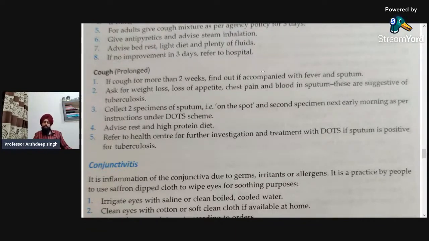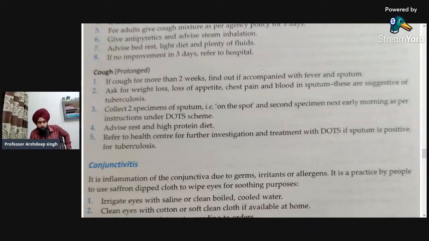Ask for the weight loss. Is there any type of weight loss? These are the signs of the tuberculosis. Loss of appetite, chest pain, and blood in sputum. That is hemoptysis, and that is the main, we can say the confirmatory sign and symptom for the tuberculosis. These are the suggestives of tuberculosis.